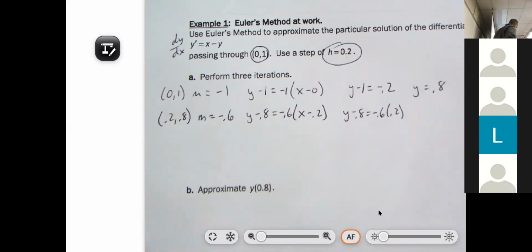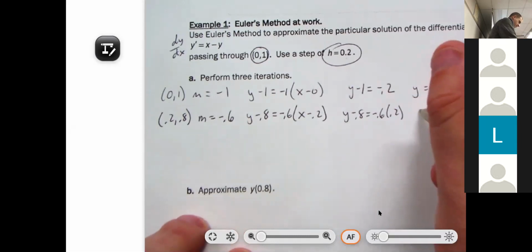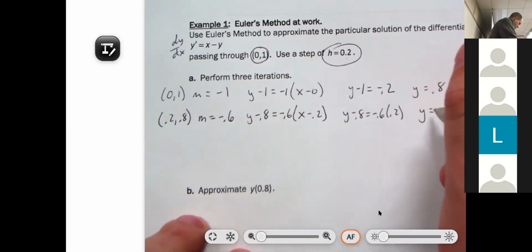Again, I'm going to give you these values because you won't have to deal with this stuff. But we basically get y to be 0.68.